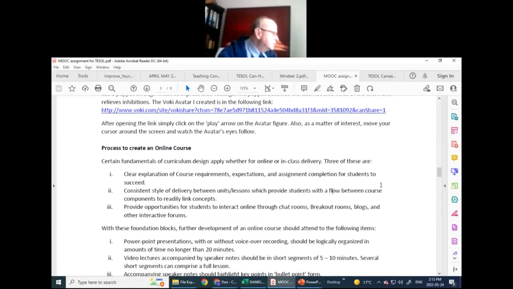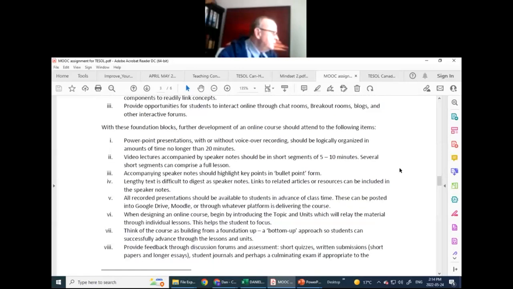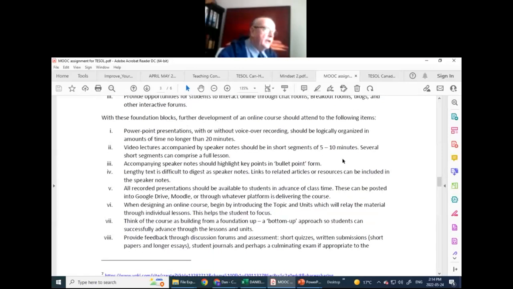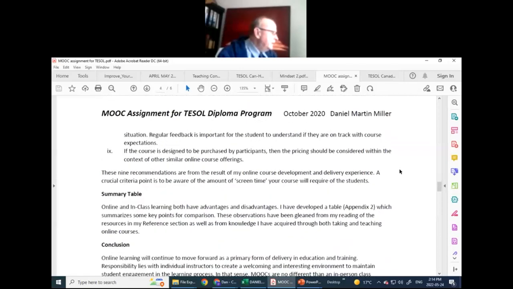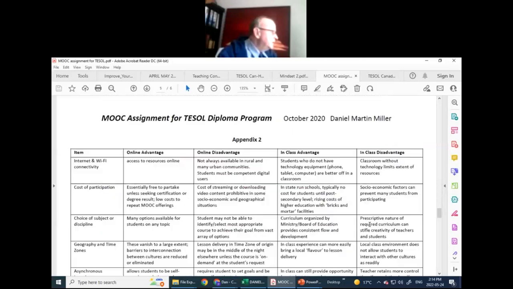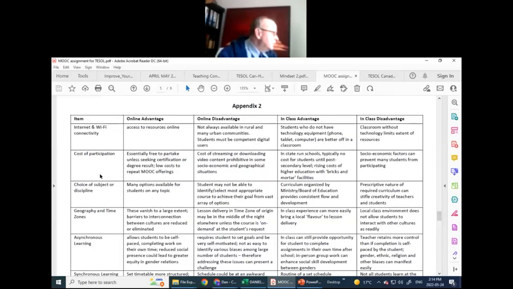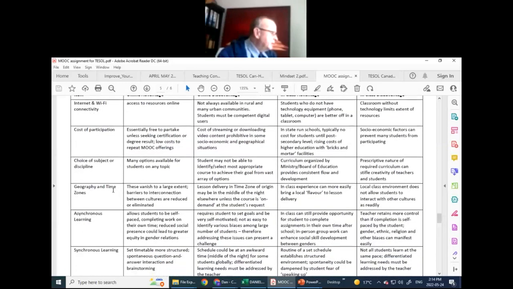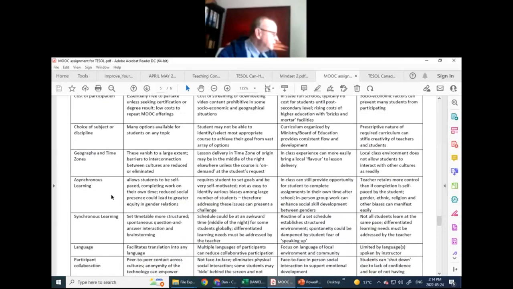And then I put some steps on how to create an online course. So this is the theory of how to create an online course. And as we all know, understanding the theory of how to do it and actually doing it in practical reality can be two different things. And then I talked about the summary table that I included as my second appendix here, where I did this chart comparing advantages and disadvantages of online learning and in-class learning. So all these different items down the left-hand side, all the different headings or topics that I had some thoughts about, and I put the points in their respective boxes here. And I went through that chart.